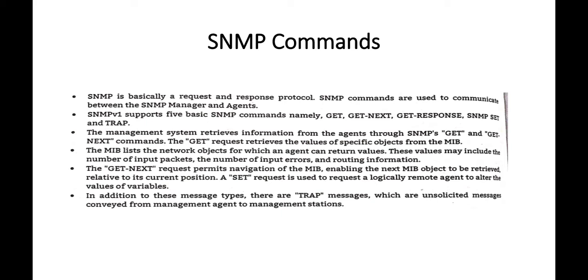The MIB lists the network objects for which the agent returns values. These values may include input packets, number of input errors and routing information. So what types of information are stored in the MIB database? It contains the number of packets, how many packets have come, how many packets need to be forwarded, the reported errors, and routing information, all those essential things. The agent collects all that information and stores it in the MIB database, and when the manager requests that data, it simply fetches the data from the database and provides it to the manager.